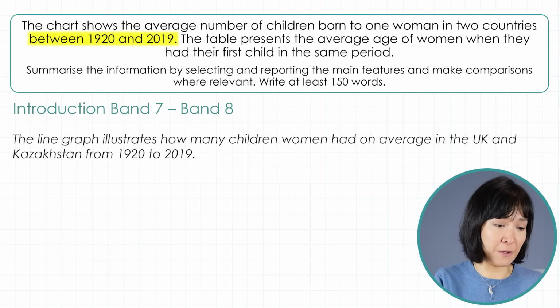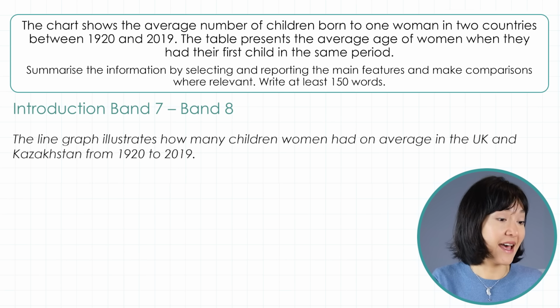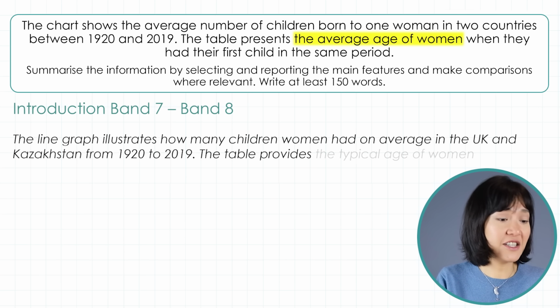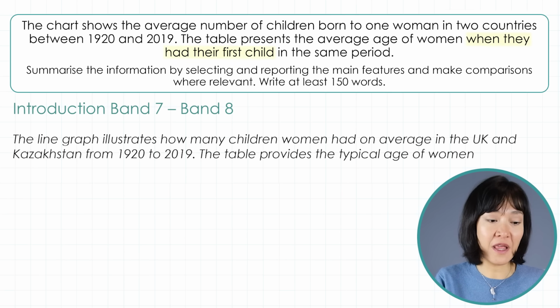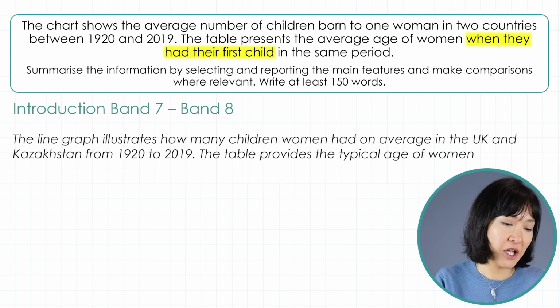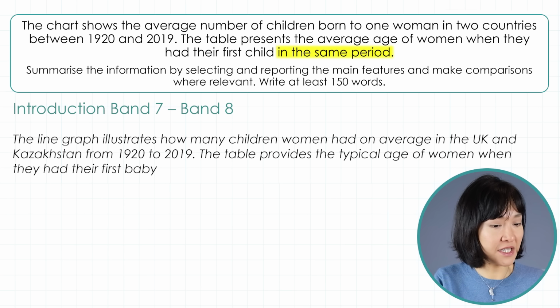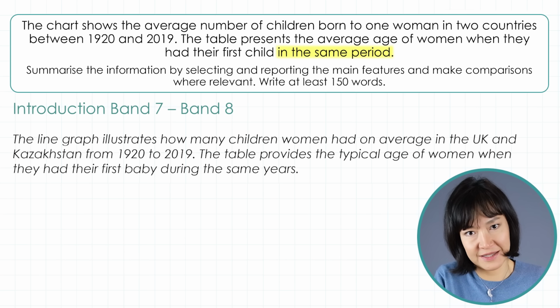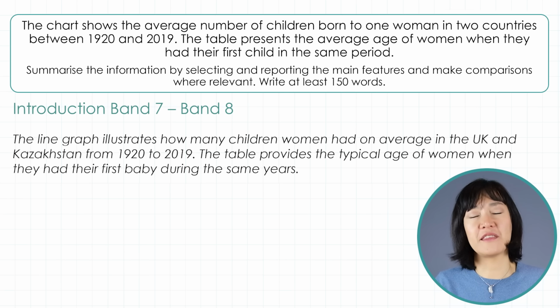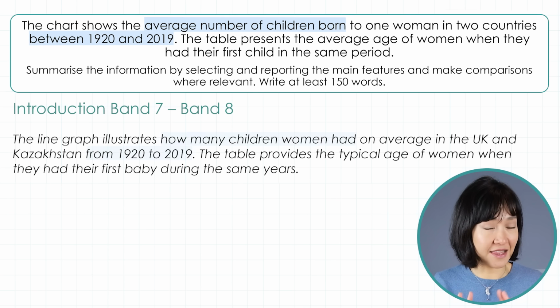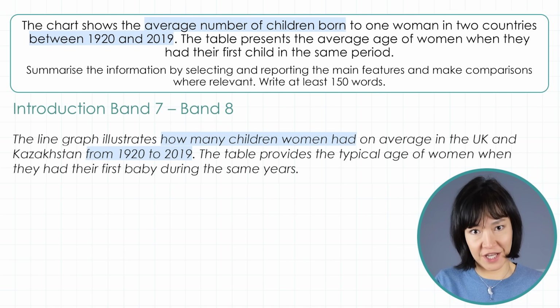Now we do the same with the second sentence. "The table presents" is "the table provides." "The average age of women" is "the typical age of women," "when they had their first child" is "when they had their first baby," "in the same period" is "during the same years." The most important thing is not to copy the whole sentence or long phrases. Just light paraphrasing is already enough.